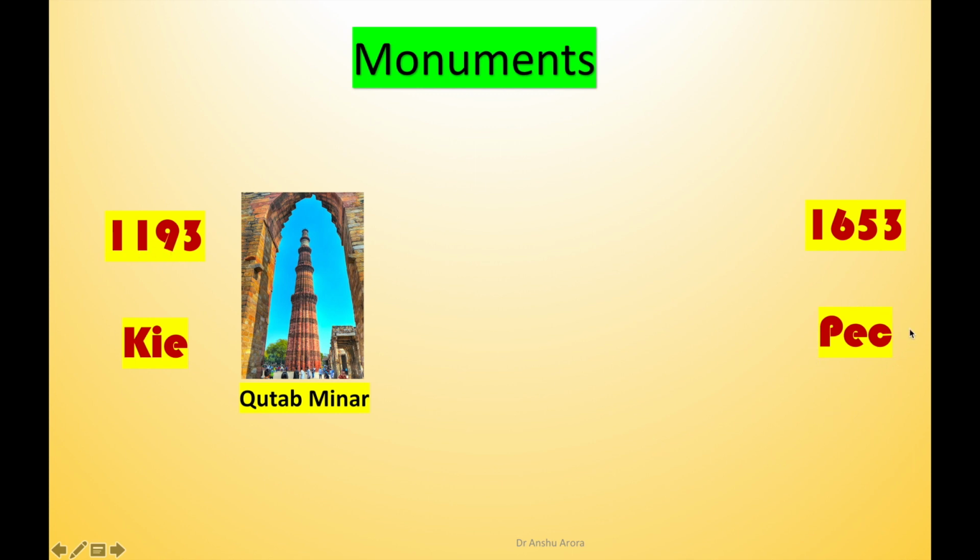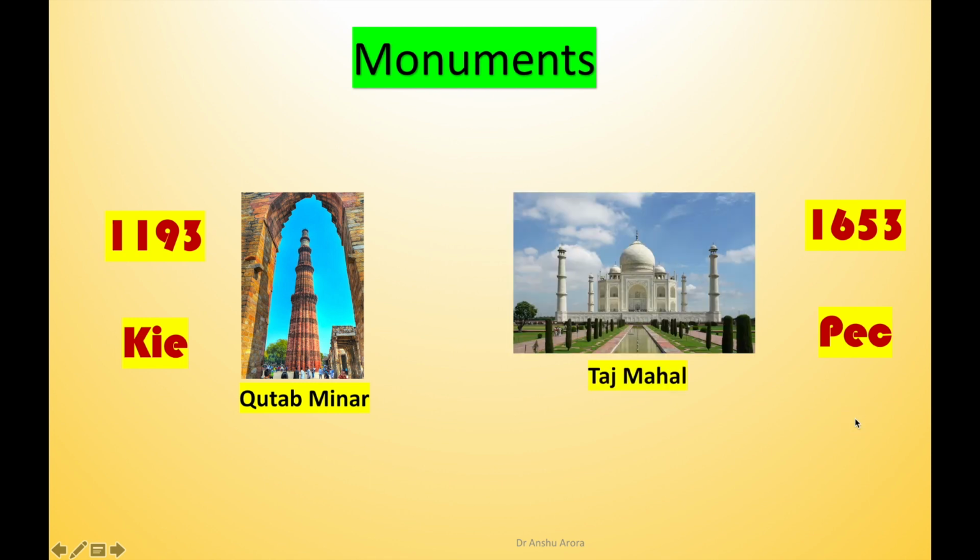Now, which is the most impeccable thing in the country, monument-wise? I'm sure the answer is Taj Mahal. So the word Pec, which actually gets converted into 1653. P stands for 16, E we remember was 5 and C was 3. So if you remember Pec, you will know that Taj Mahal was made in the year 1653.